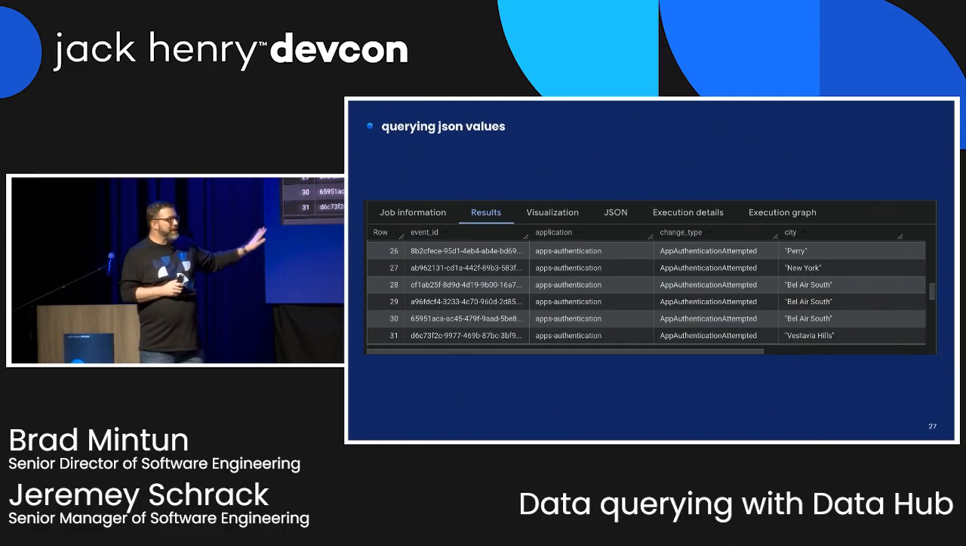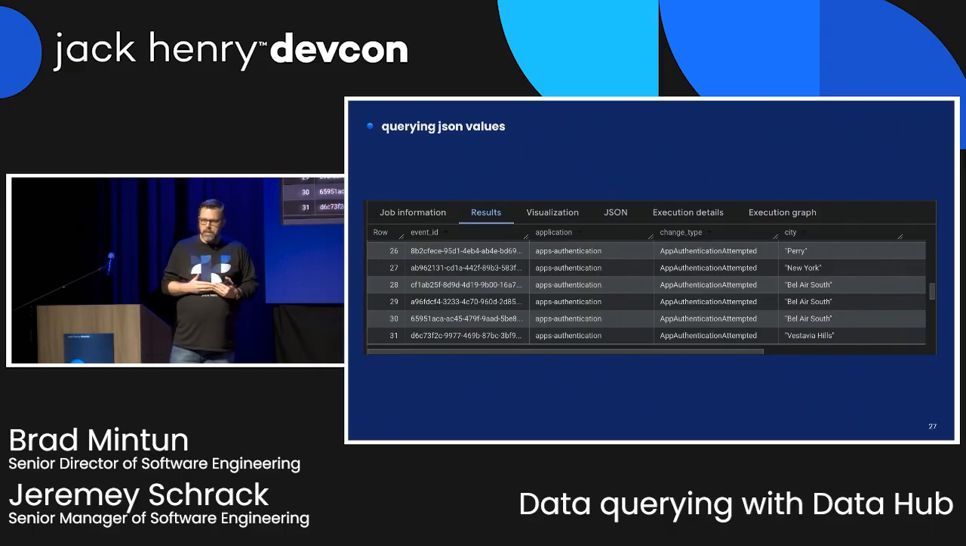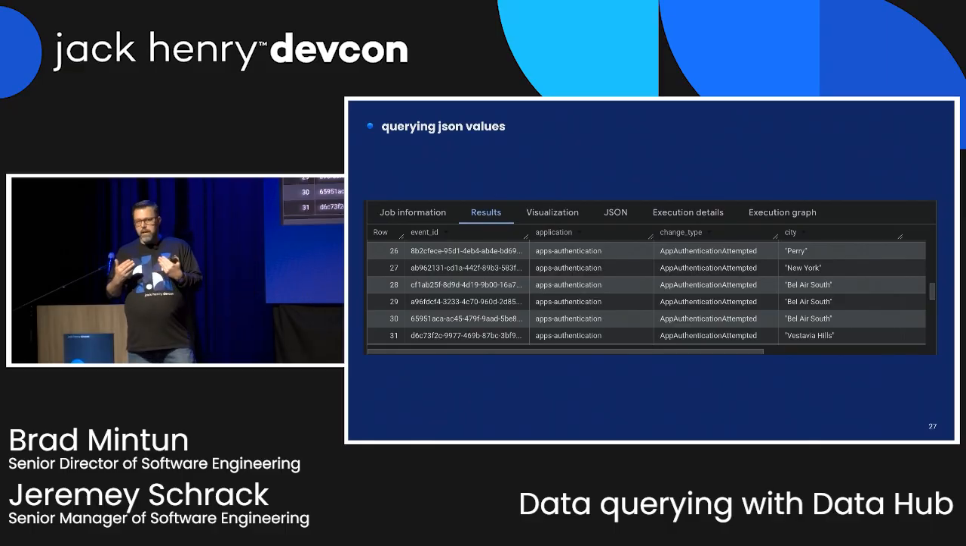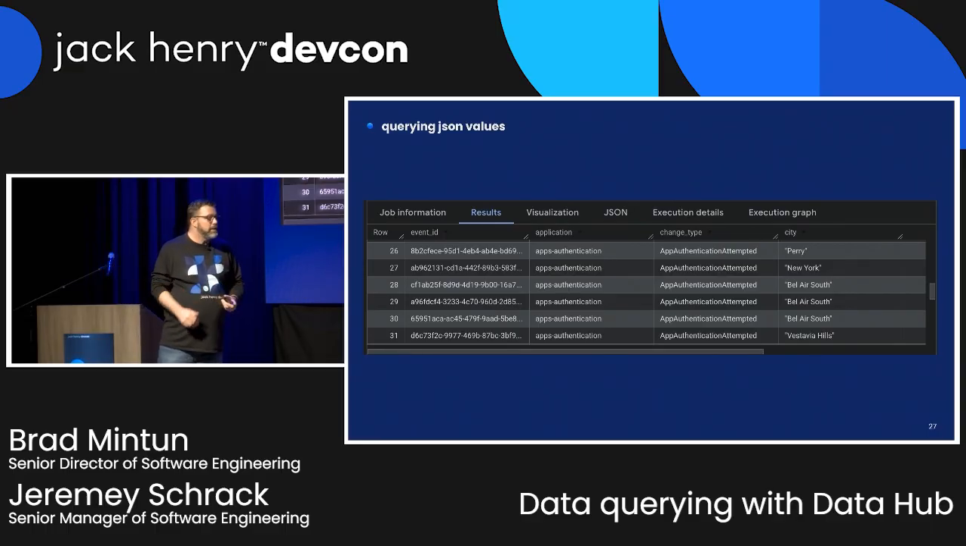I wasn't able to get that into the demo today, but there are a lot of features and creature comforts built into BigQuery that maybe aren't in normal database engines, but just having some of those quick functions makes it a lot easier to get to the data that you want very quickly.